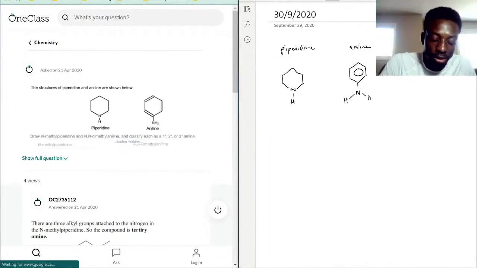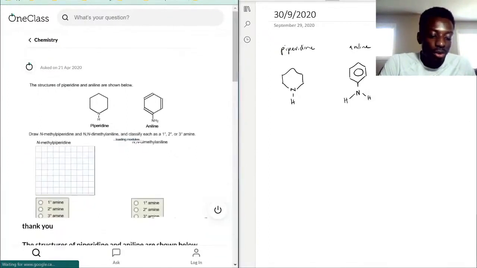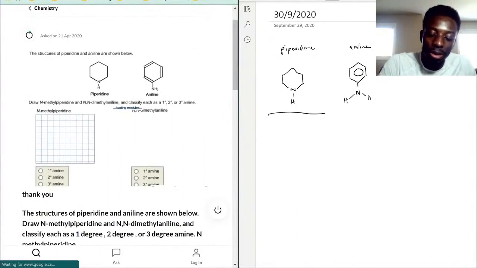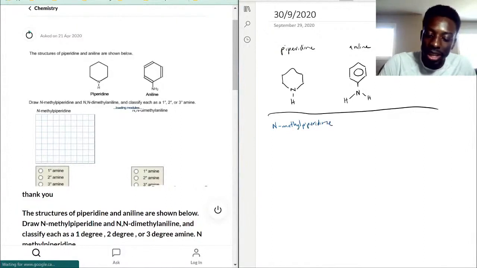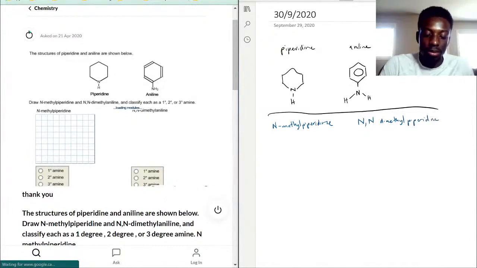Now if we draw it the same way that we draw piperidine, this is what aniline looks like. Okay, so with that, they're asking us to now draw N-methylpiperidine. So we have now, instead of piperidine, N-methylpiperidine, and we have N,N-dimethylaniline.